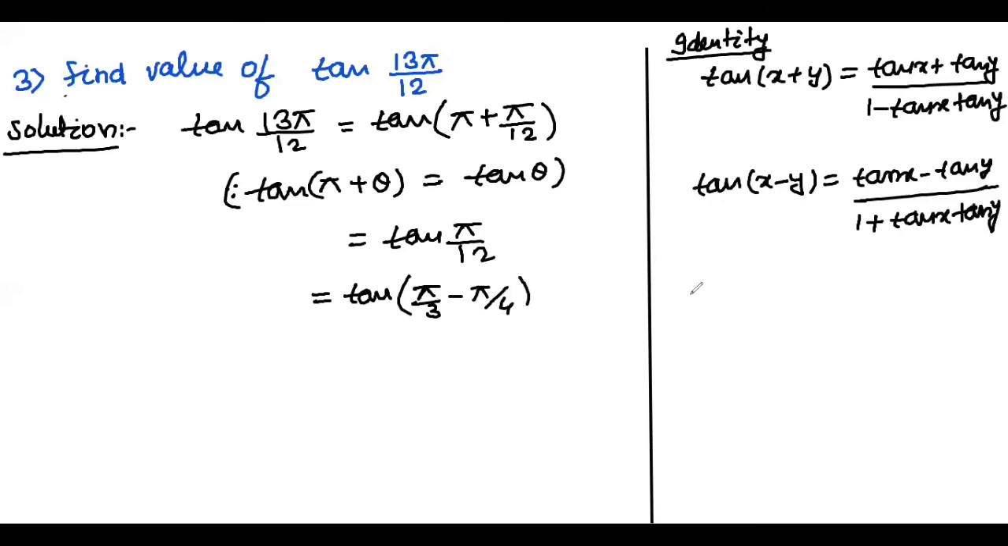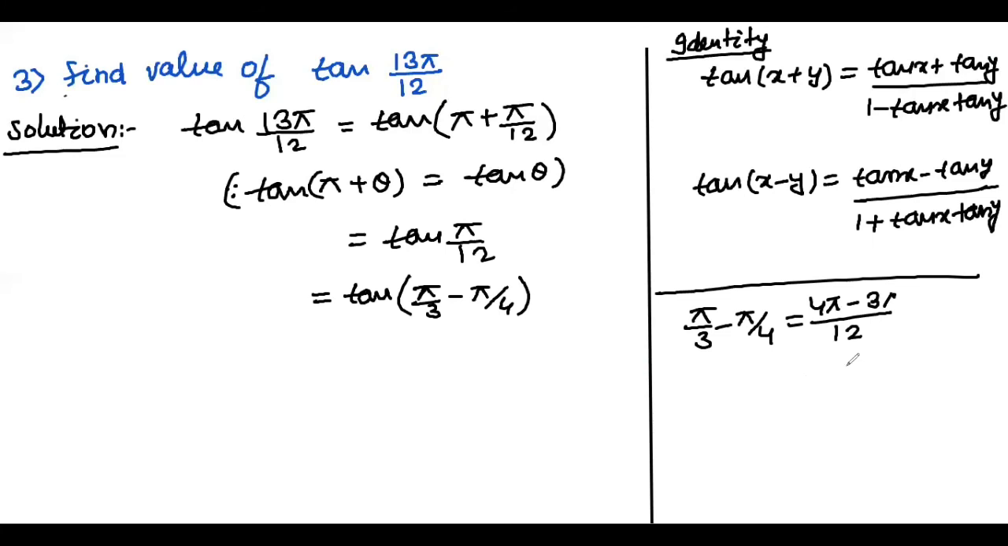When we are calculating these two, pi by 3 minus pi by 4. So here I'm getting pi by 12. Here pi by 12 we can write as pi by 3 minus pi by 4. When you practice trigonometry, at that time you can easily use these values. So now we have tan of x minus y, and this identity we can apply.